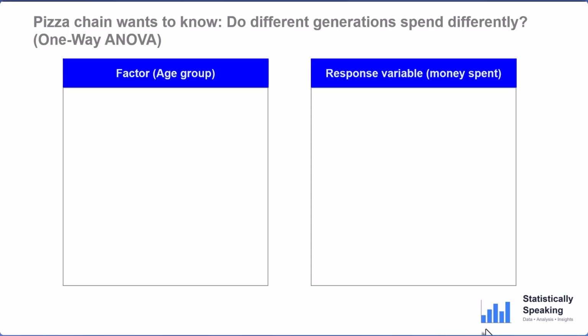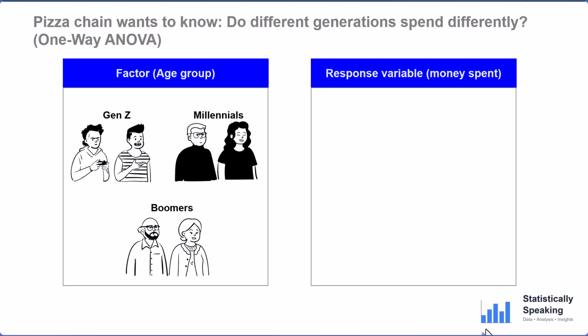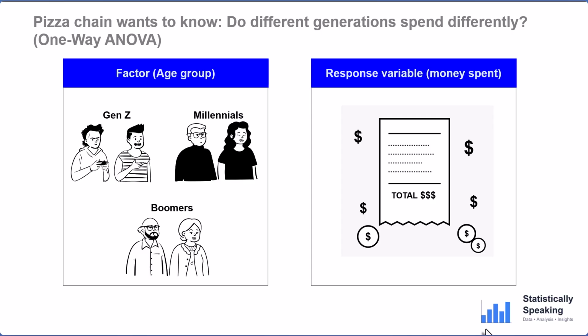Now let's use the example of a pizza chain restaurant that's trying to answer the question, do 3 different generations, Gen Z, millennials, and boomers, spend money on orders differently, right? So in setting up ANOVA tests, the most commonly used terminology is factors and response variable. In this case, we have only one factor and one response variable. The one factor is age group, within which there are 3 subgroups, Gen Zs, millennials, and boomers. And there is one response variable, which is the money spent in the restaurant, or the order value.